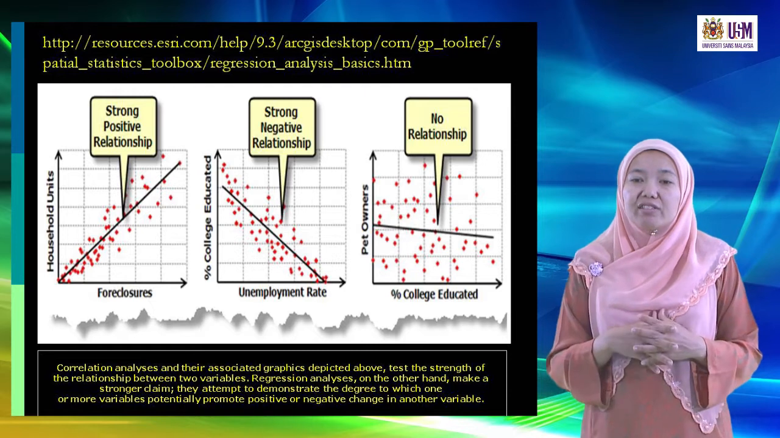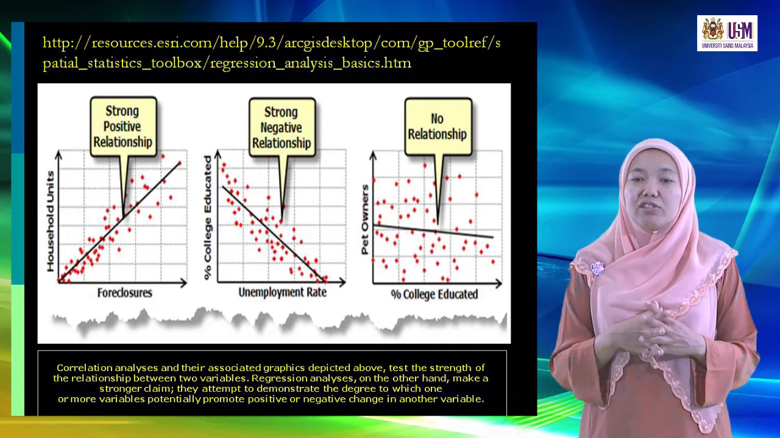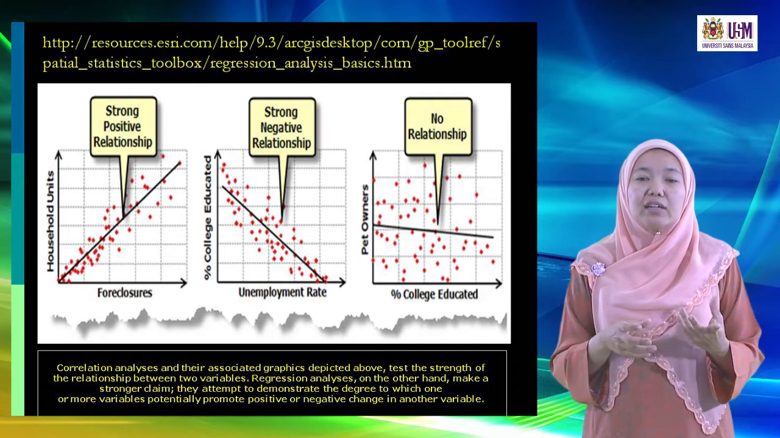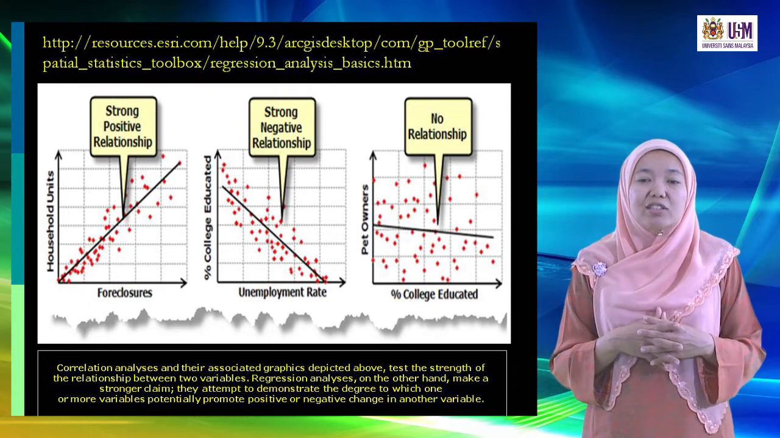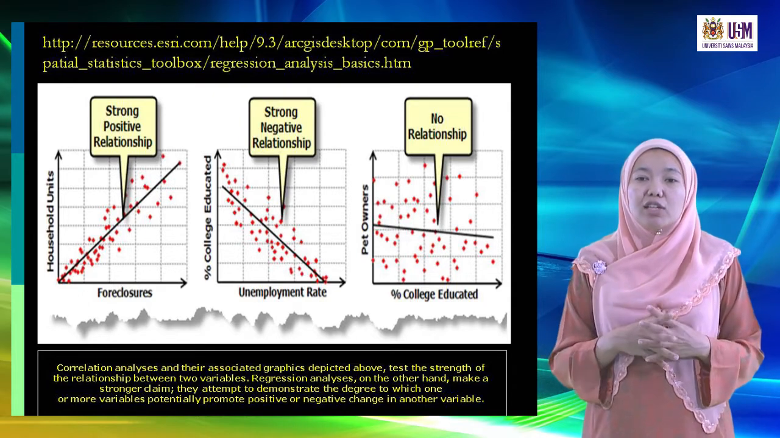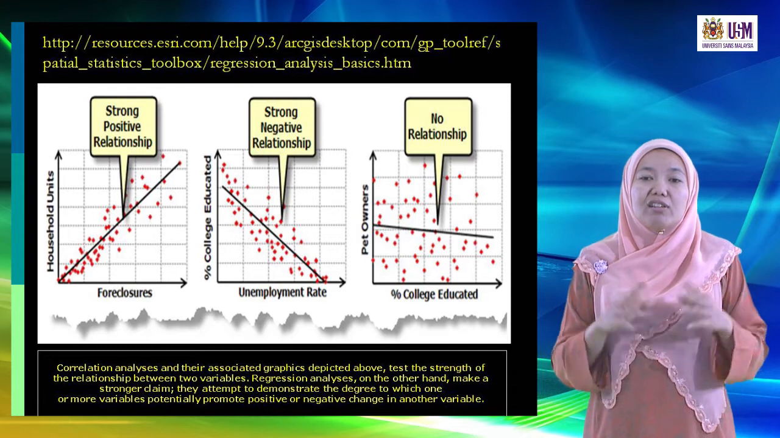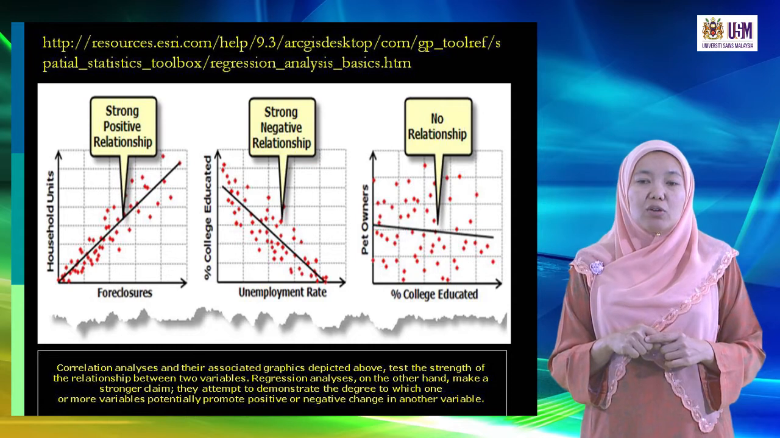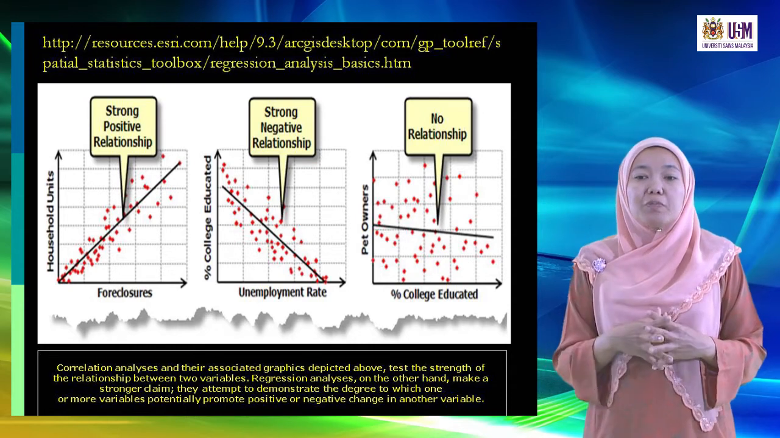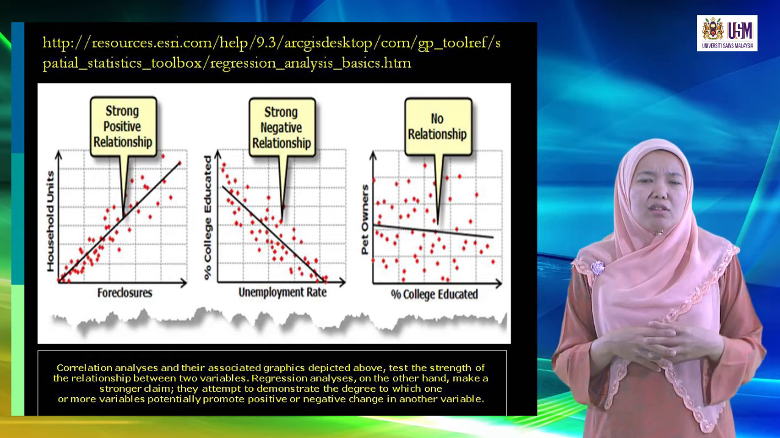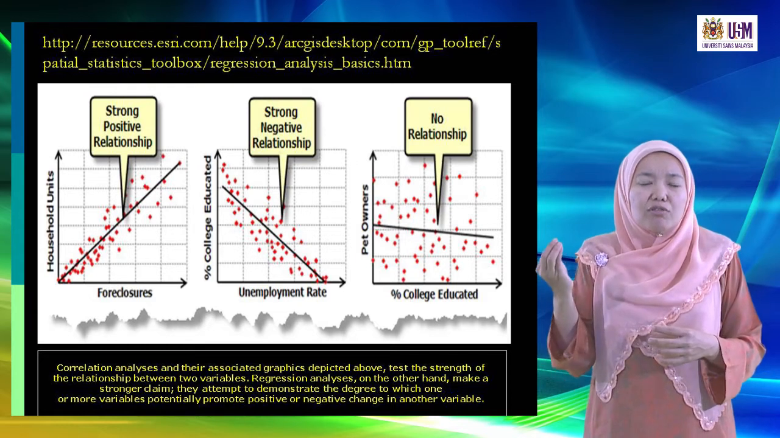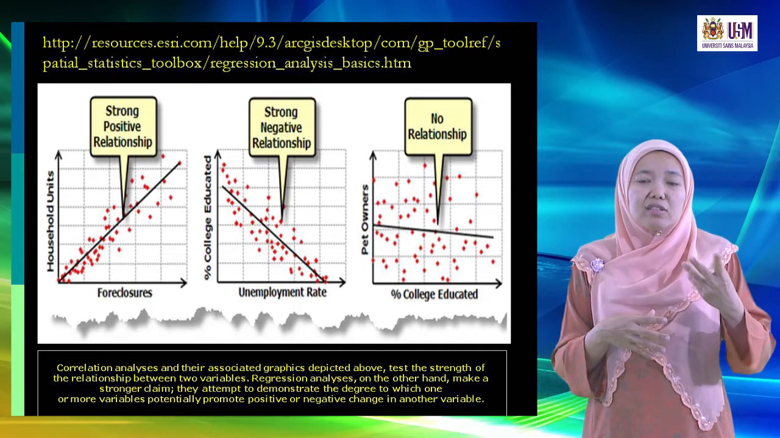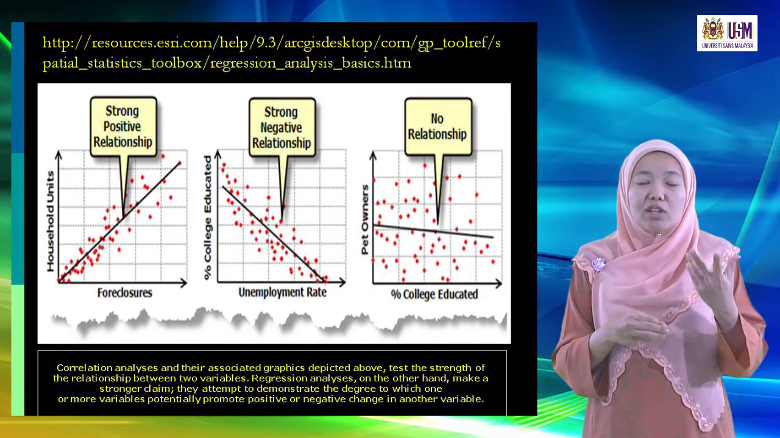On the other hand, if you look at the right hand side of the slide, you have the percentage of college education, and then the number of pet owners on the vertical axis, and you have the red dots scattered everywhere. When the red dots are scattered all over your graph, it shows that there is no relationship. So in this case, logic tells you, is there any relationship between the number of pet owners and the percentage of people having college education? Of course not, isn't it? It doesn't matter whether you are college educated or not.